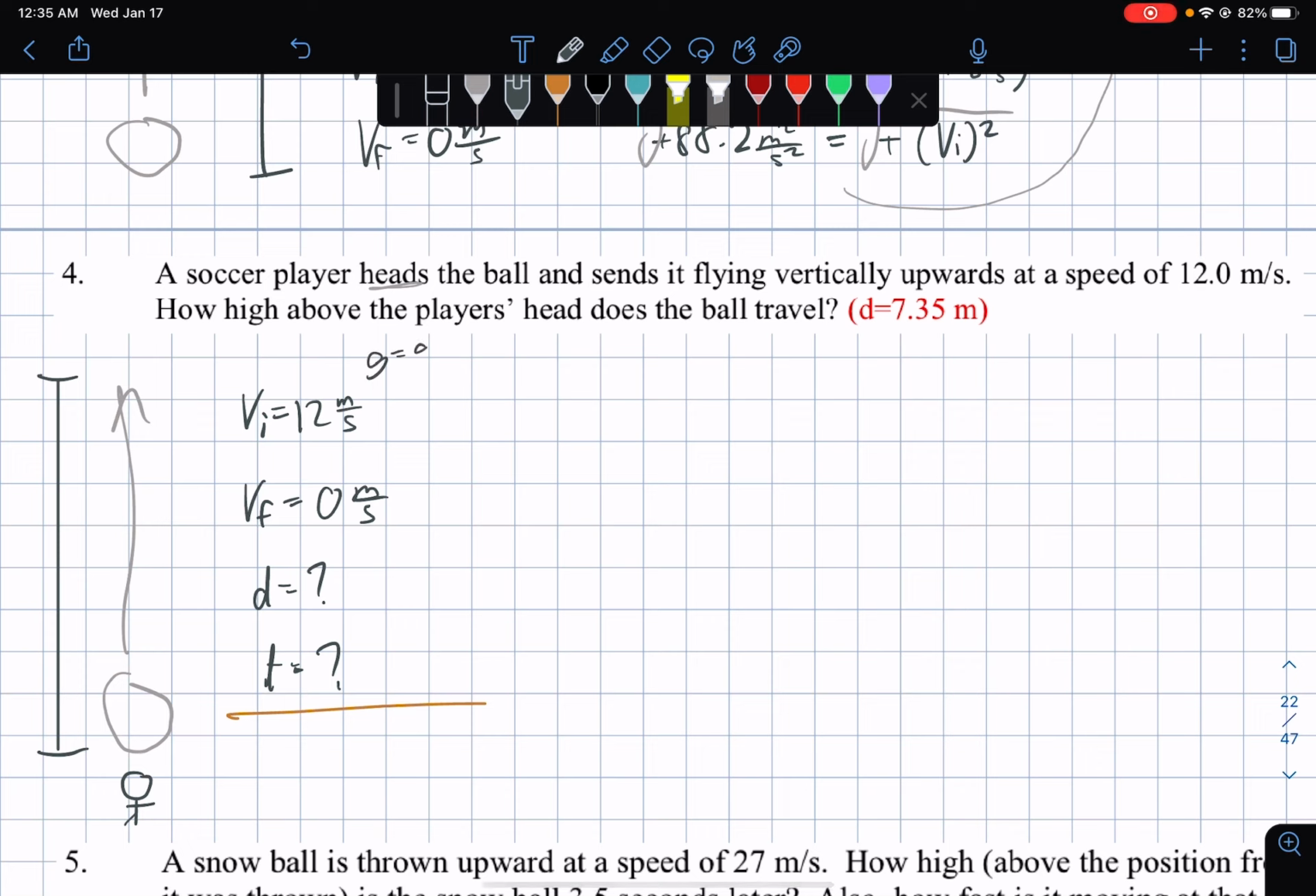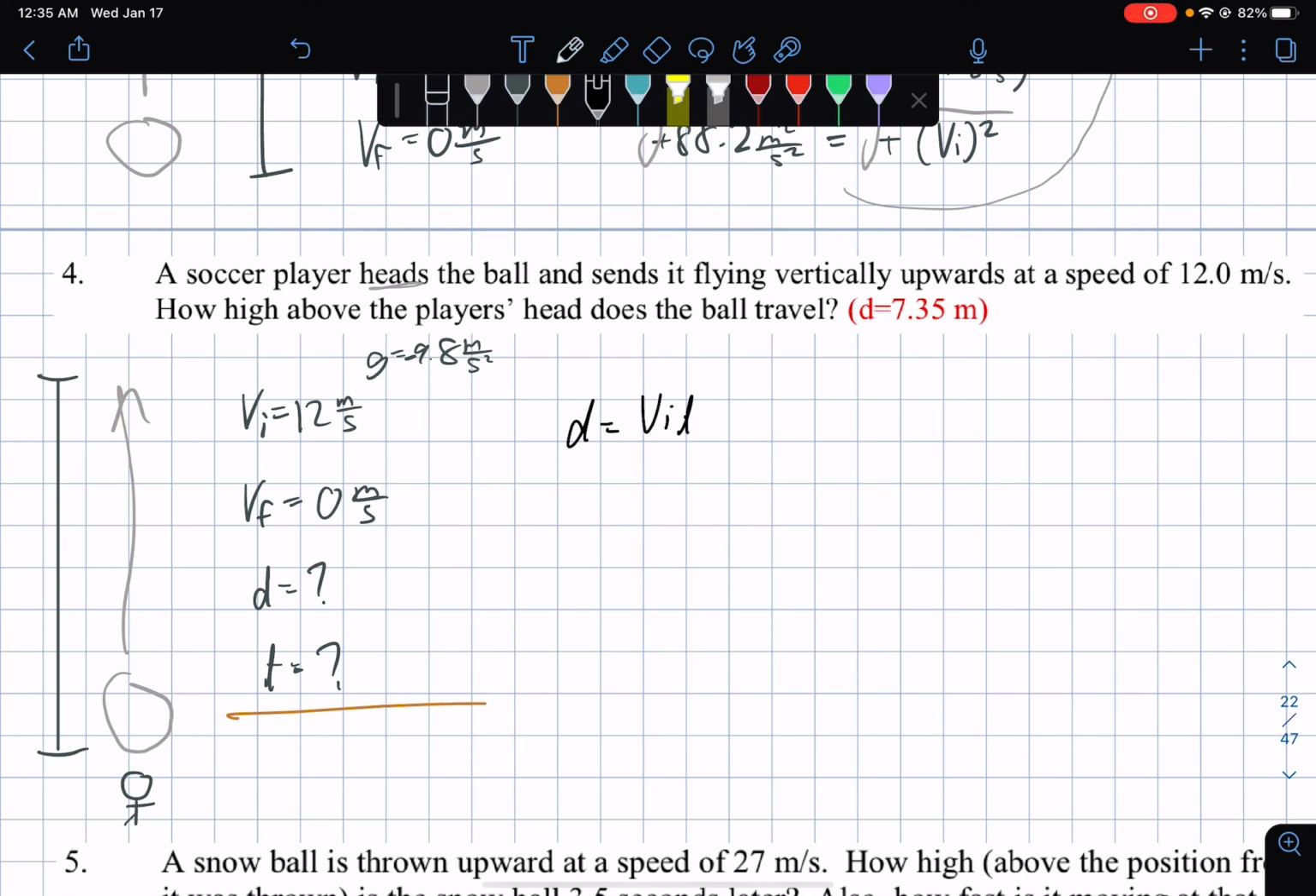Gravity. Don't forget the negative. Okay, so G is equal to Vf minus Vi divided by time. We don't have time. Okay. What do we do? Oh yeah. To look for the distance, you don't use that formula.